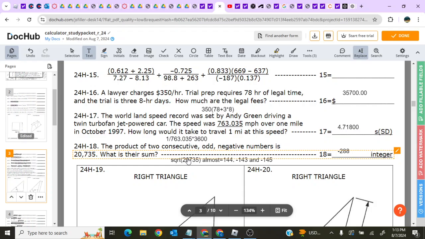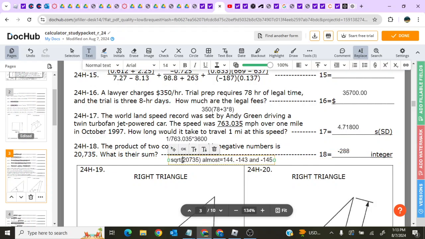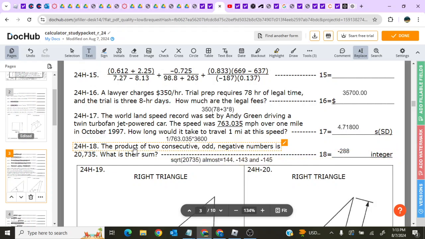That means that they're pretty close to the square root of this value. Take the square root of this value, you get 144. So since they're so close to each other, the product is that.